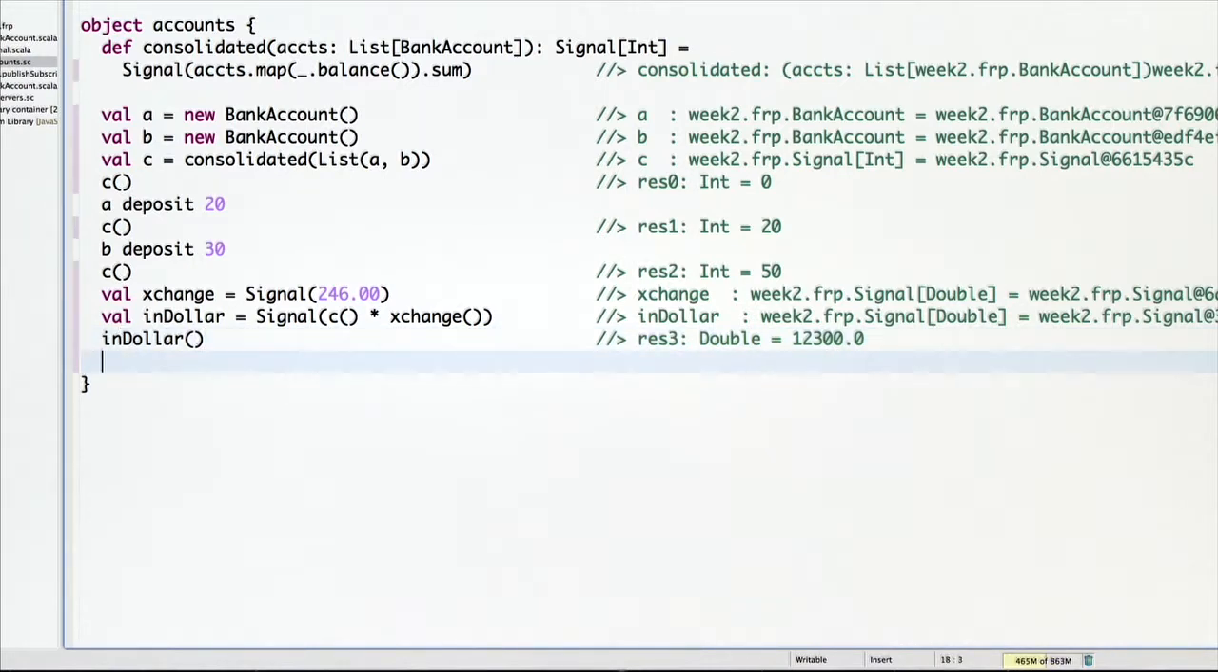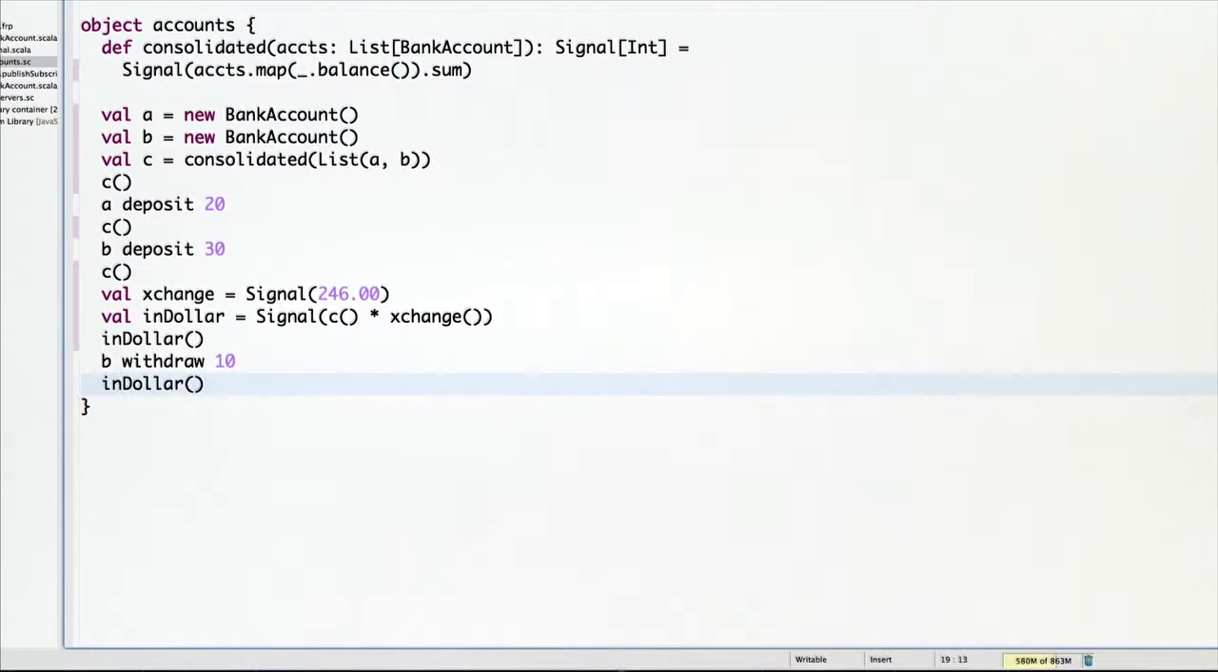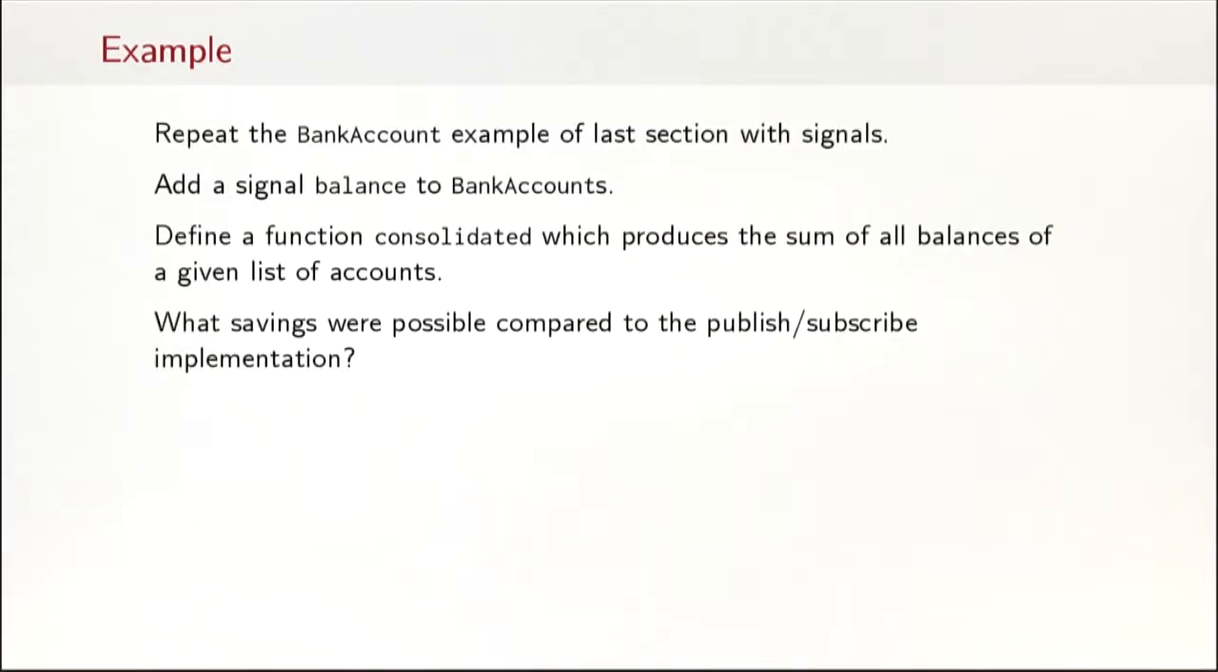Now if we change, let's say, B again, B withdraw 10, and look at the result in dollar, then you see that the deduction in B is reflected in our dollar result. So first the signal C got updated, and then the signal in dollar got updated as well. So that was the bank account example redone with signals instead of subscribers.